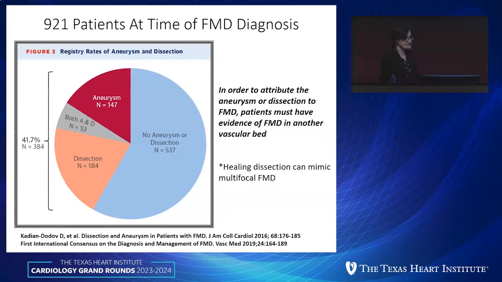So this was an analysis that we did right when I was coming out of my fellowship, looking at the rate of aneurysm and dissection overall in the US registry. And what we found was that 42% of patients had an aneurysm and or dissection in a vascular bed. So this is now being recognized as a manifestation of fibromuscular dysplasia, distinct from the string of beads or the focal FMD. But many other things cause aneurysm and dissection. So the only way you can tell the patient their aneurysm or dissection is due to FMD is if you see that pathognomonic multifocal beading or focal stenosis in another vascular bed.